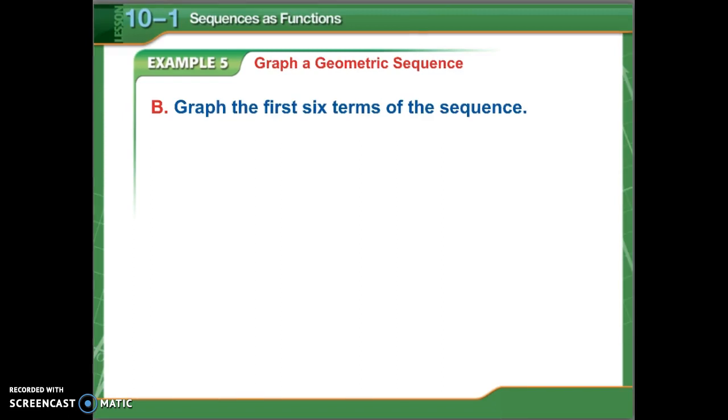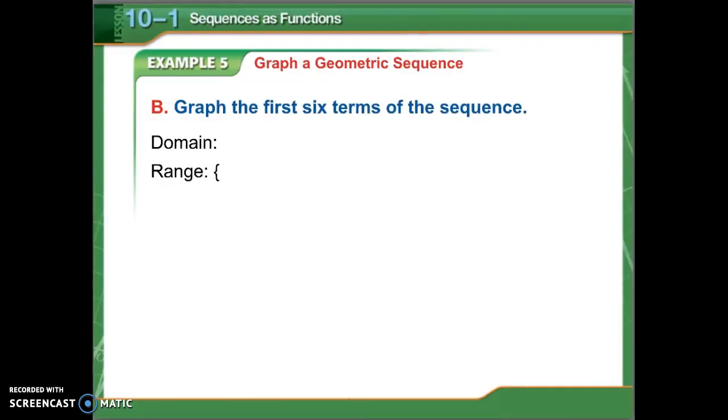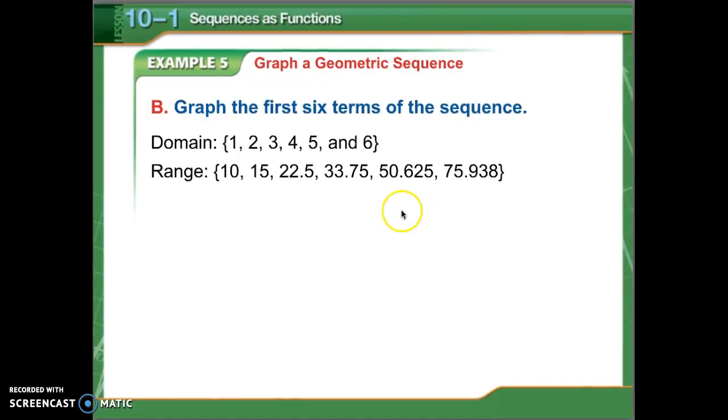Part B of the problem, and we're now going to graph the first 6 terms that we just generated for this sequence. So again, the domain are the term numbers. So the first term was 10, the second term was 15, etc. The last term, 6, was 75.938.